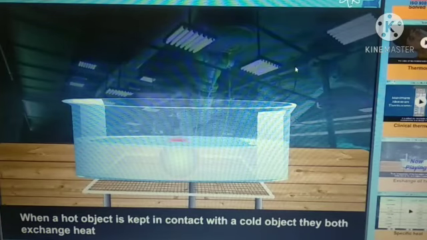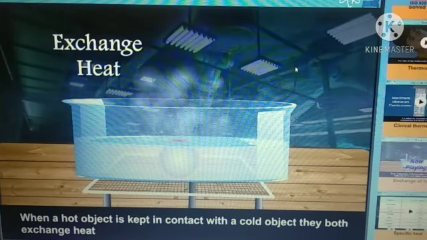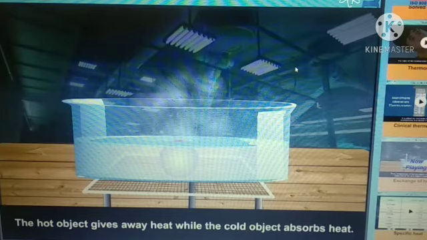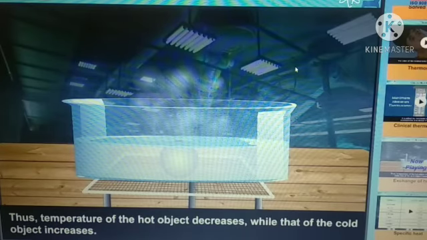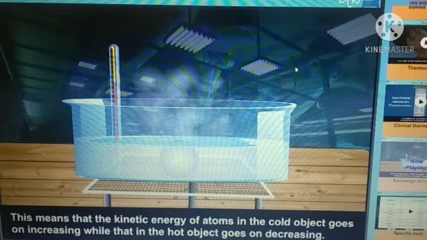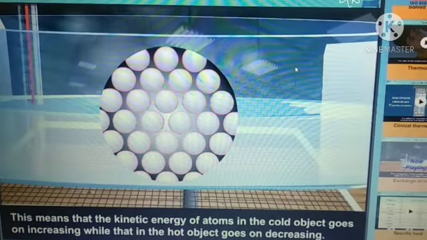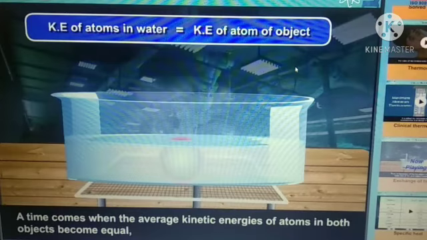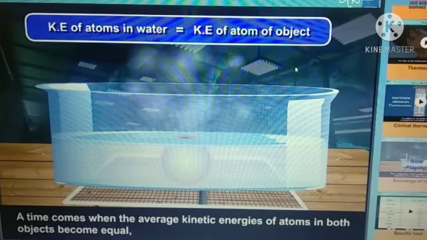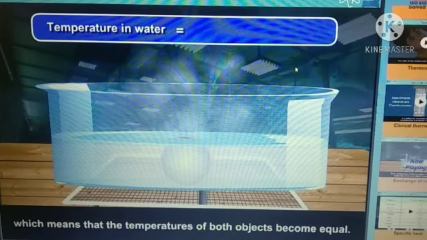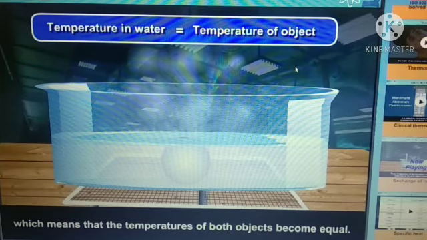When a hot object is kept in contact with a cold object, they both exchange heat. The hot object gives away heat while the cold object absorbs heat. Thus, the temperature of the hot object decreases while that of the cold object increases. This means that the kinetic energy of atoms in the cold object goes on increasing while that in the hot object goes on decreasing. A time comes when the average kinetic energies of atoms in both objects become equal, which means that the temperatures of both objects become equal.